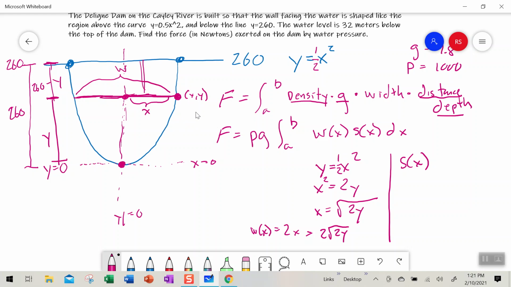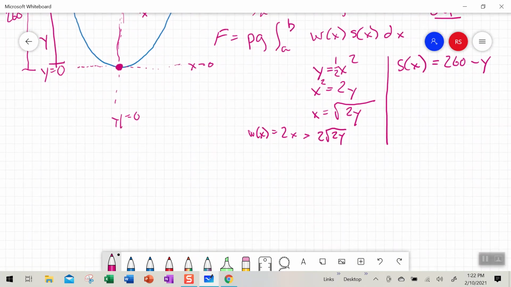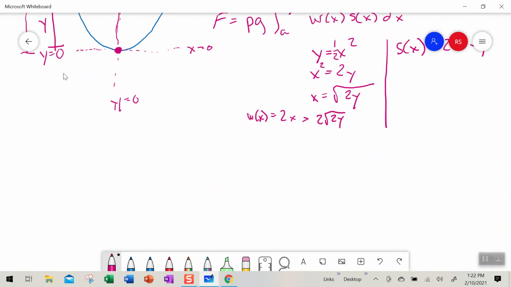This is why we had to put the function in terms of y, because this is going to be in terms of y. So we need both functions to be in terms of y. So 260 minus y. All right, now it's just a matter of putting it all together into our integral. That's the hard part, getting it all set up. Don't you love these application problems?